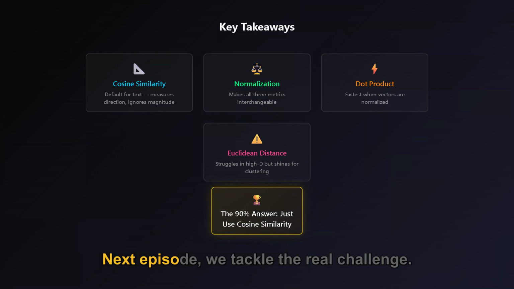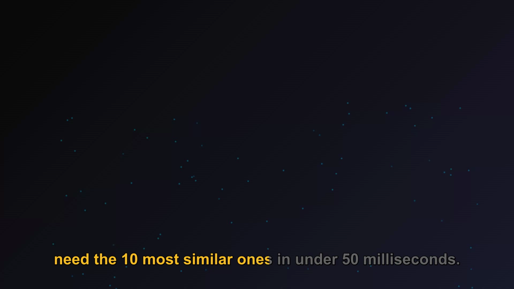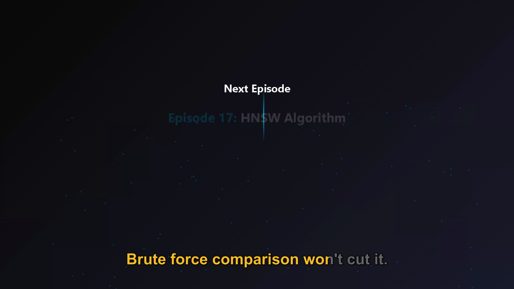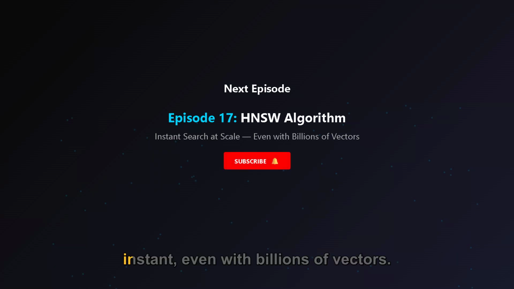Next episode, we tackle the real challenge. You have 10 million vectors and need the 10 most similar ones in under 50 milliseconds. Brute force comparison won't cut it. Enter HNSW, the algorithm that makes vector search feel instant, even with billions of vectors.